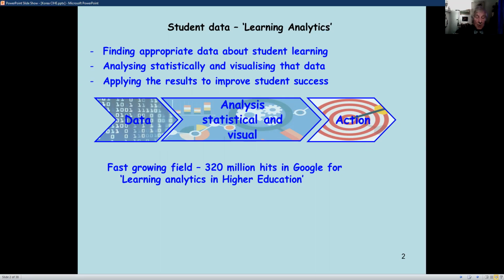Different kinds of data could be analyzed for different purposes. You could use data to increase student enrollment, to save money, or even to increase staff salaries, although I don't think that happens very often. Learning analytics is a very fast-growing field. I found more than 320 million hits on Google alone for learning analytics in higher education.